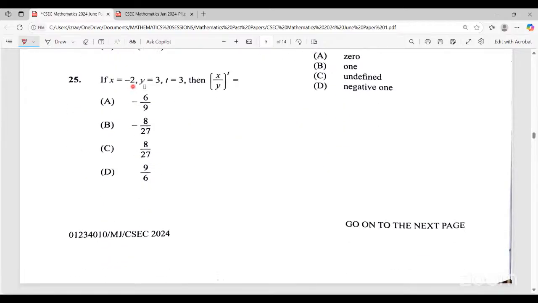Number 25. X equals minus 2, Y is 3, T is 3. Then what's X over Y to the power T? This will be minus 2 over 3, that's minus 2/3 to the power 3. Well, minus 2 to the power 3: 2 2s are 4, 4 2s are 8. So you get minus 8, since minus 1, minus 1, minus will get you minus 8. 3 to the power 3 will get you 27. So the answer is B as in bat, right?